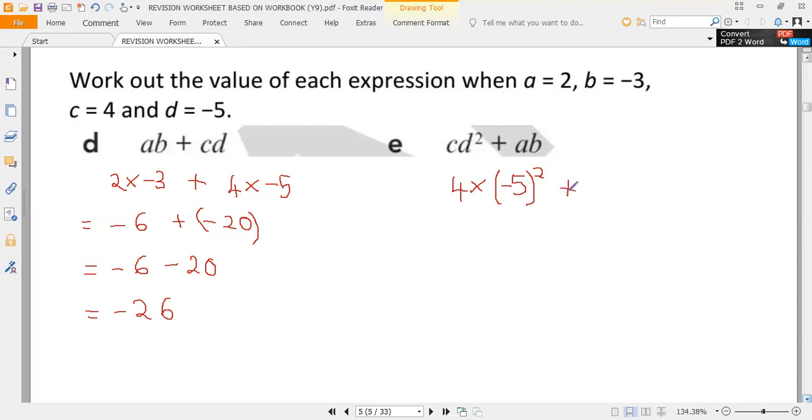Plus A is 2 and B is -3. So times -3. Okay, 4 times -5 squared. -5 times -5, which will be a +25, plus 2 times -3, -6.